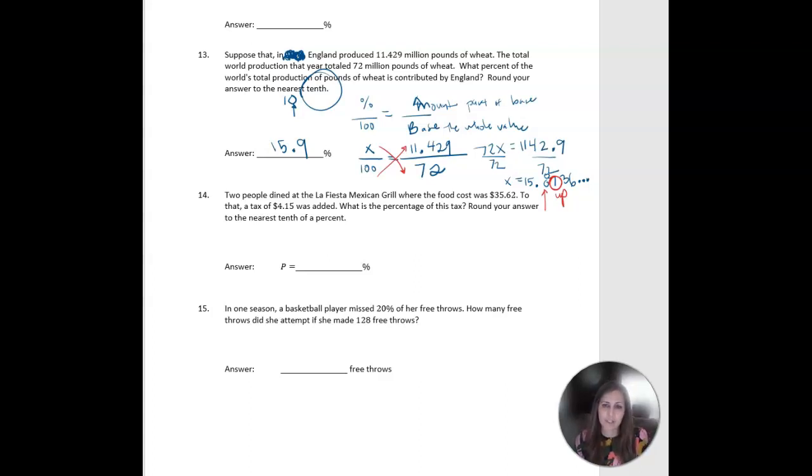Let's keep going. Number 14. 2 people dined at La Fiesta Mexican Grill. I love this. I love Mexican food. I love to eat out. I love food. The cost of the food was $35.62. To add to that, a tax of $4.15 was added. What is the percent of this tax?